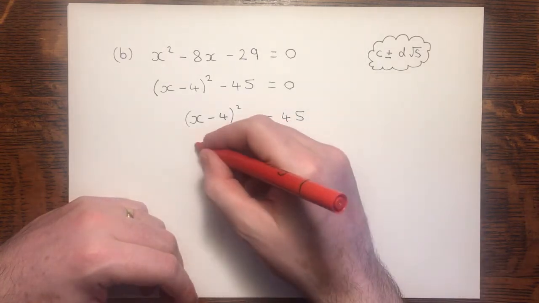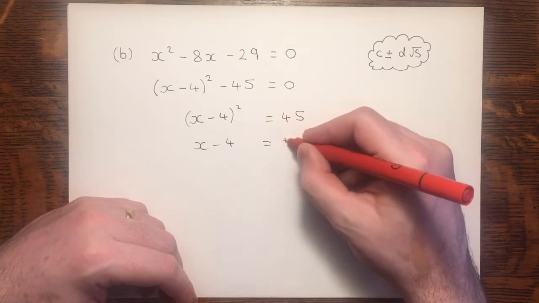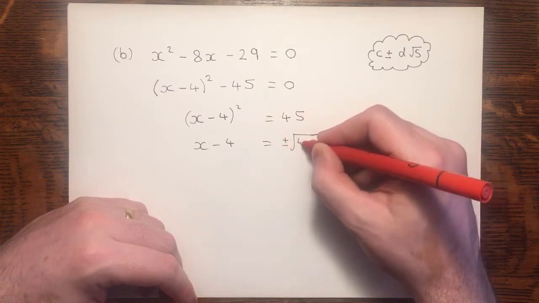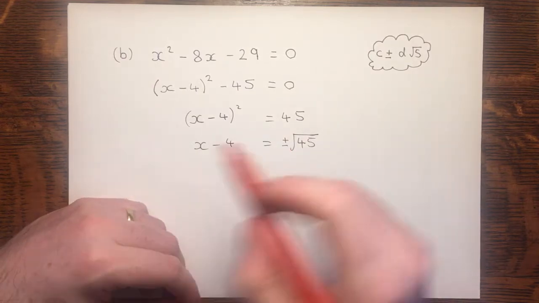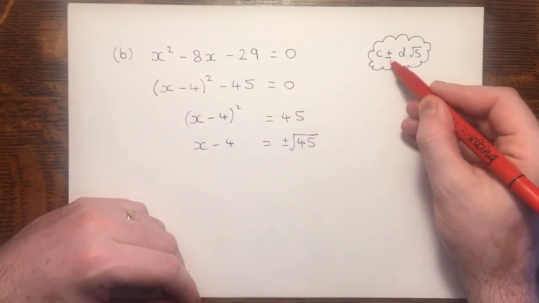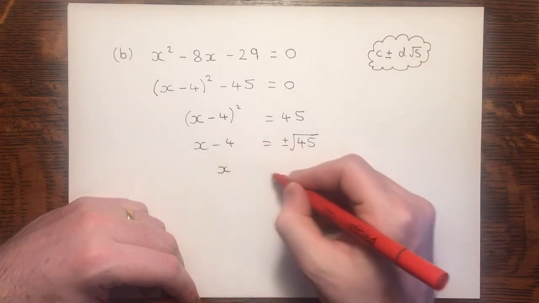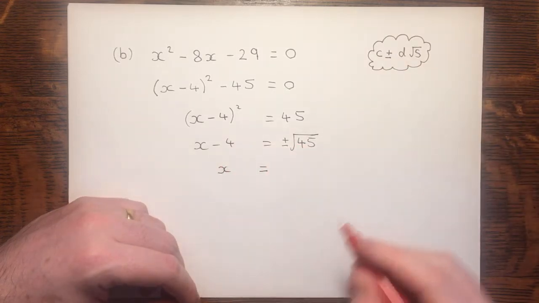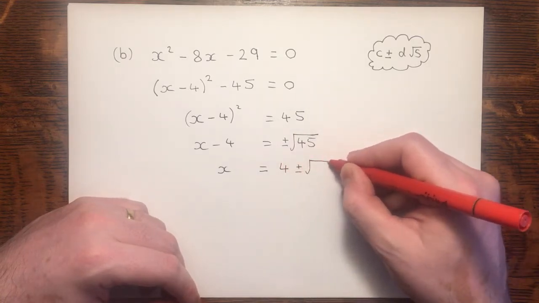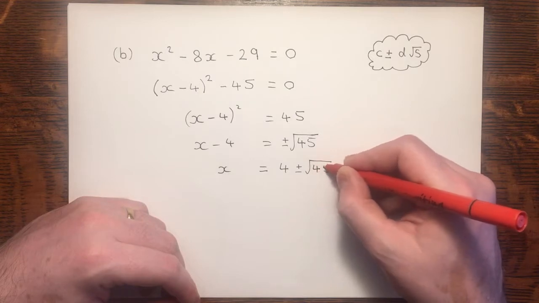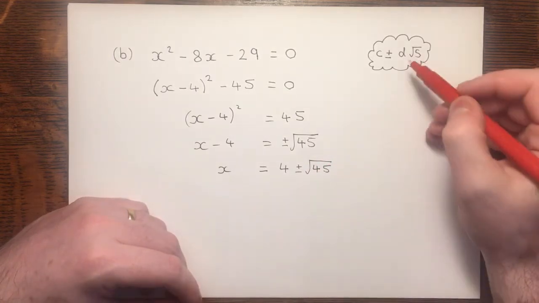Square rooting both sides, but remembering that when you square root you get a positive and a negative, and you can see that we'll need that in the completed answer. We get here. And adding 4 to both sides brings me here. Now you might be tempted to stop, but let's check the format.